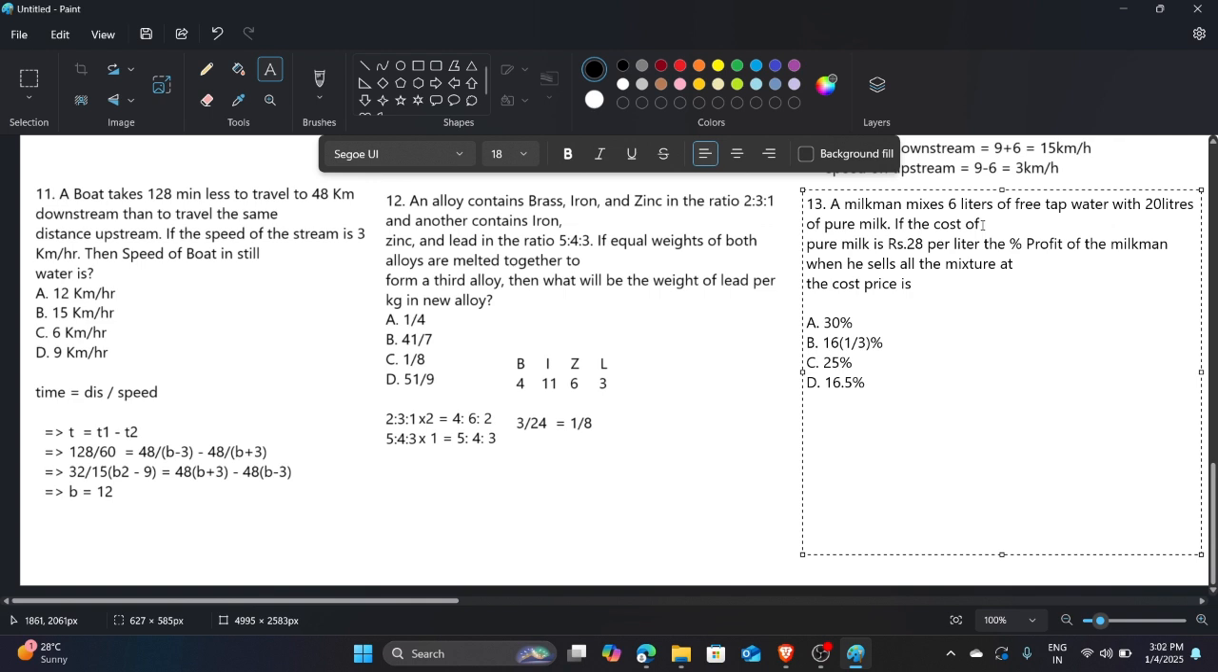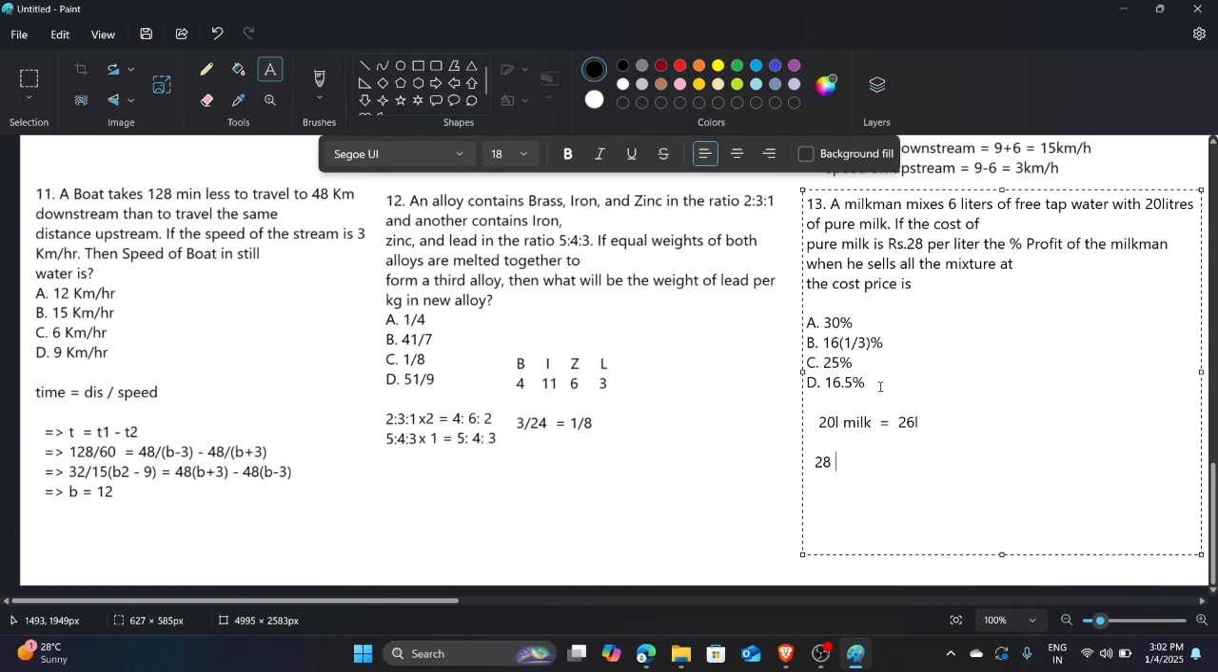So it is easy. Suppose the 6 liters is the water he adds, which is free of cost. It means previously it had only 20 liters of milk, but now after adding water, for the consumer it is just milk because they don't know about it. So now the new milk quantity is 26 liters. Now if the cost of 1 liter of milk is 28.